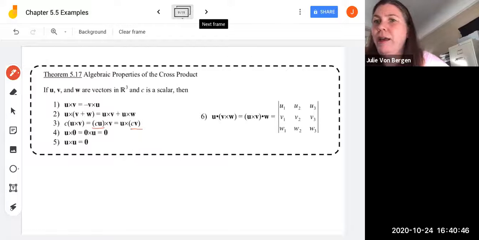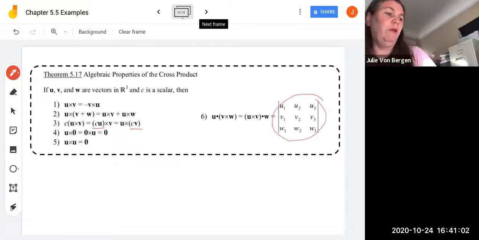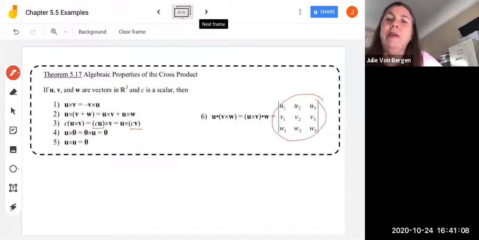And then u dotted with v cross w is equal to u cross v dotted with w. And all of that is just this determinant with u in the first row, v in the second row, and w in the third row. So for the proof of this, you can see our textbook. They have all the steps written out there.